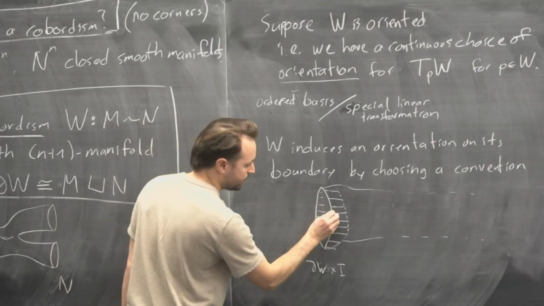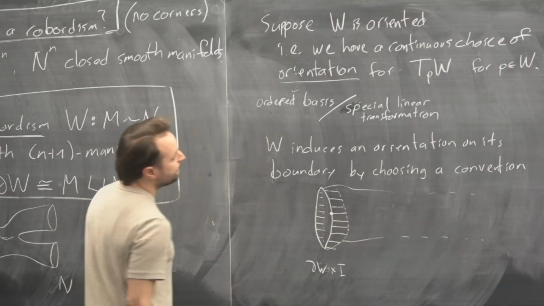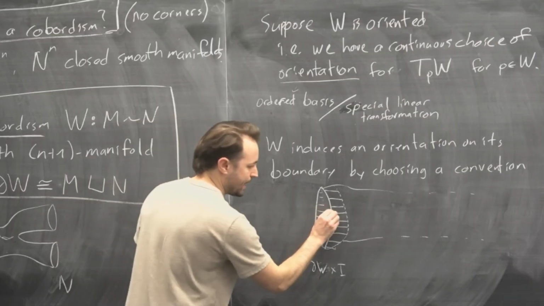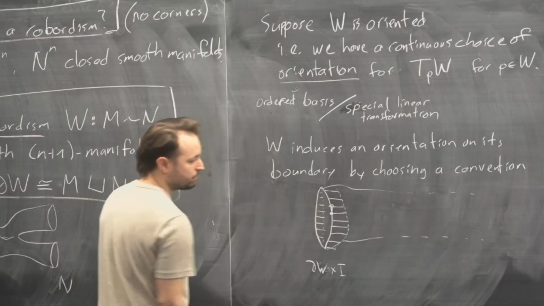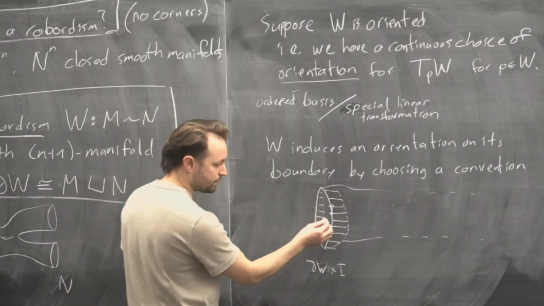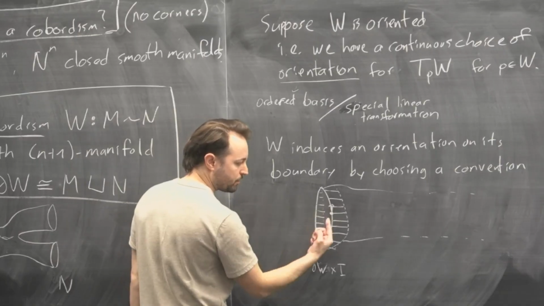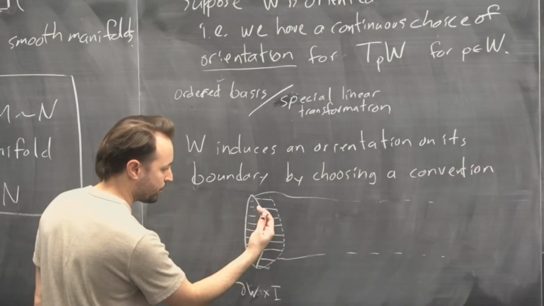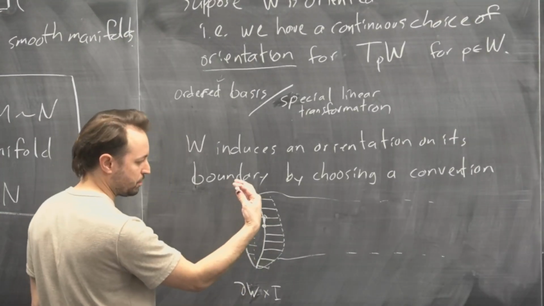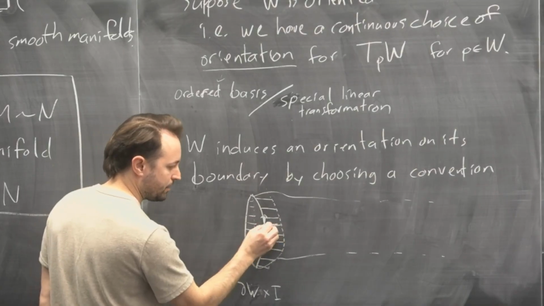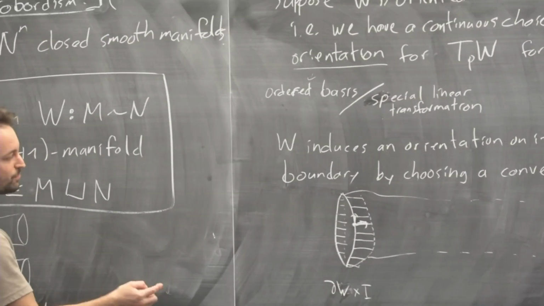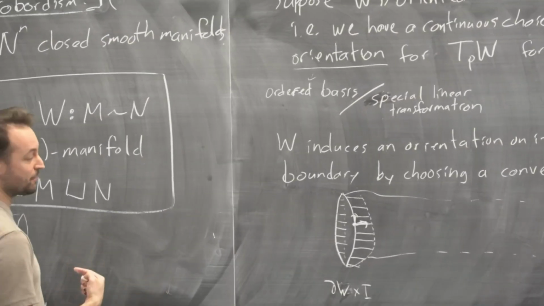So if you have a point on the boundary, and we've chosen an orientation for W, that means that at this point, we have some choice of ordered basis. You can orthogonalize to choose an ordered basis so that most of the directions are pointing in the boundary, and the last direction, or the first direction, is pointing into or out of the manifold.